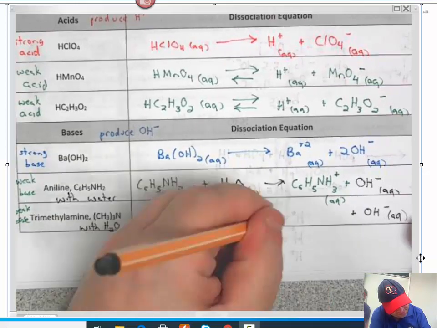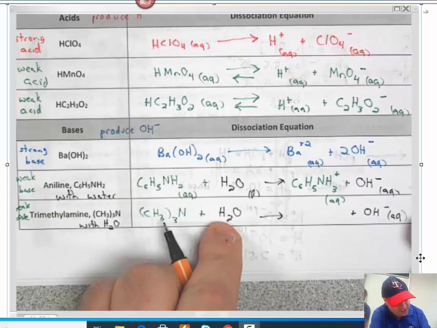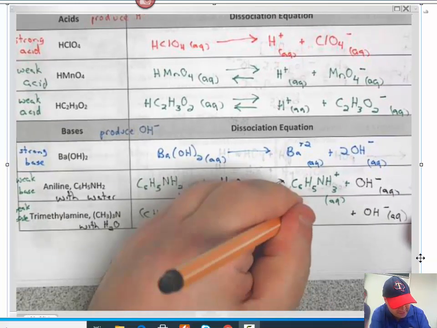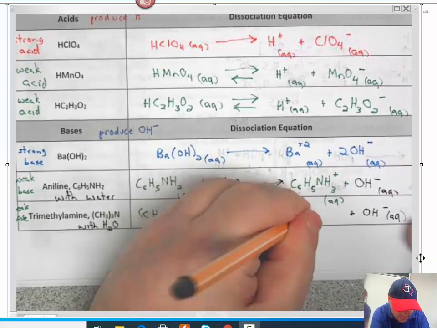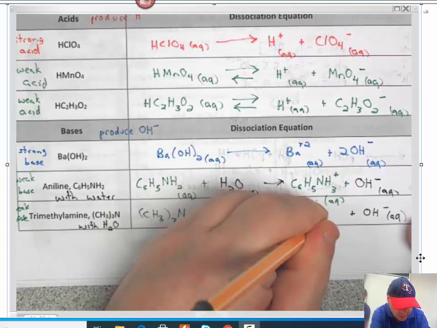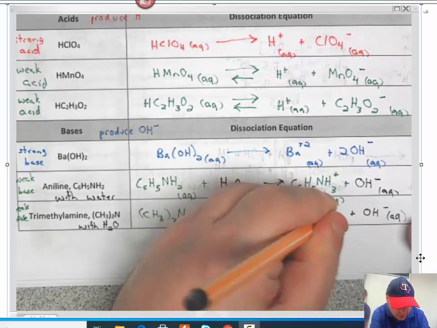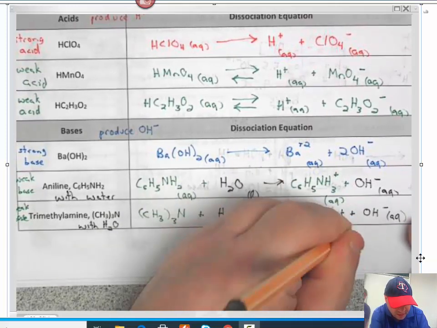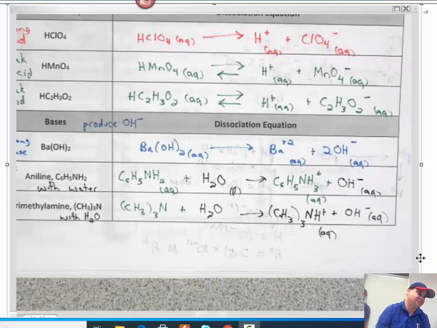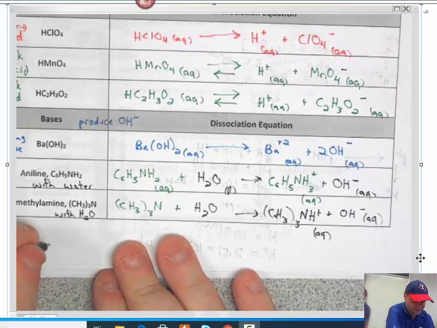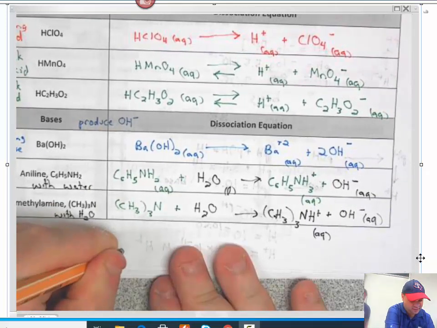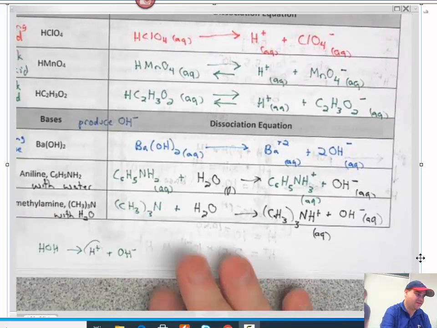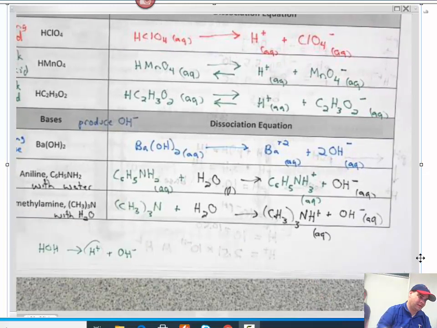Okay. So the H plus is going to join over here. You can't add it to the C part, so this is going to be (CH3)3NH plus, which is aqueous. Okay. Because remember, water is HOH, which separates into H plus and OH minus, so the H plus is joining up with the original thing.